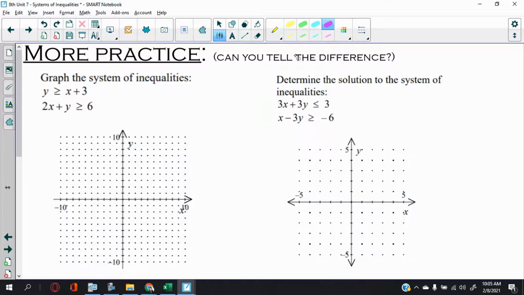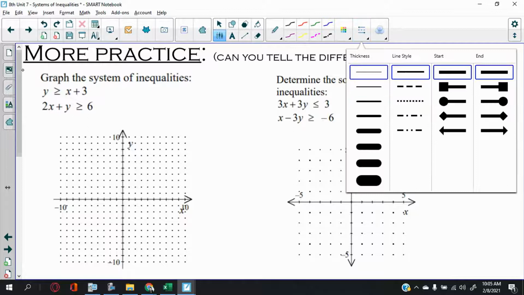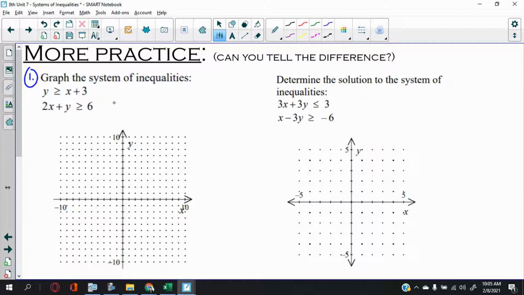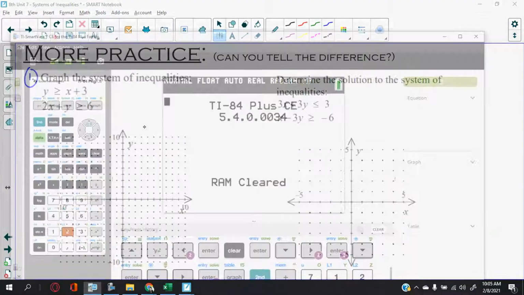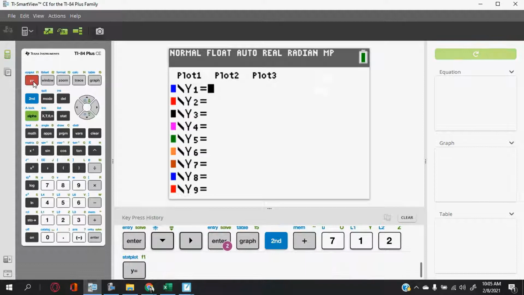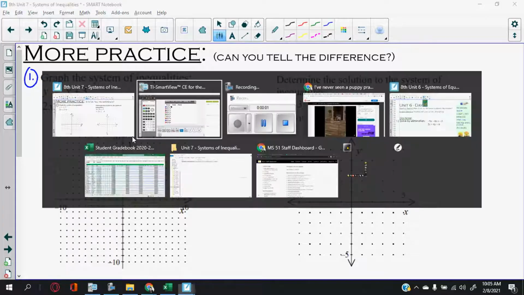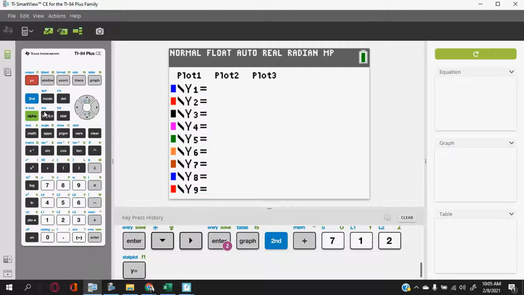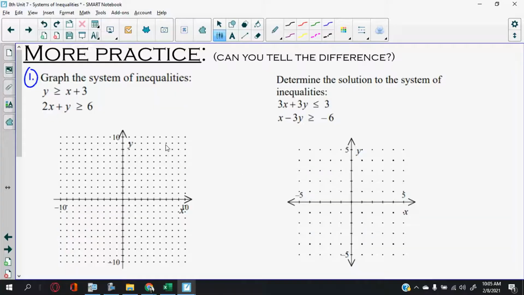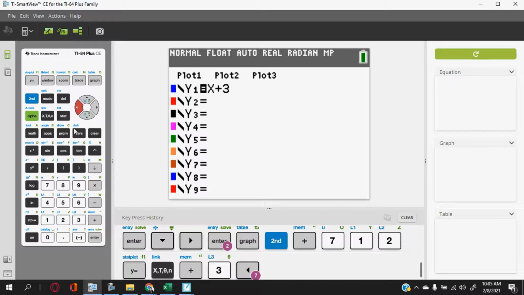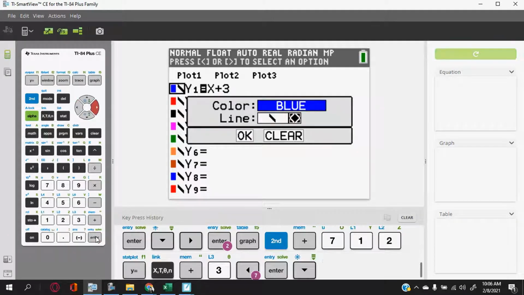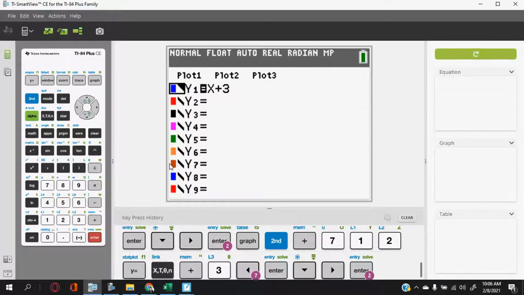Right off the bat, we've got two questions here. Let's call this number one. I already have this equation, so I'm going to go straight to my graphing calculator, and I'll go to y equals x plus 3. I already talked to you guys yesterday about how to change the graphing. So this is greater than, so let me change the symbol by pressing enter. Greater than.